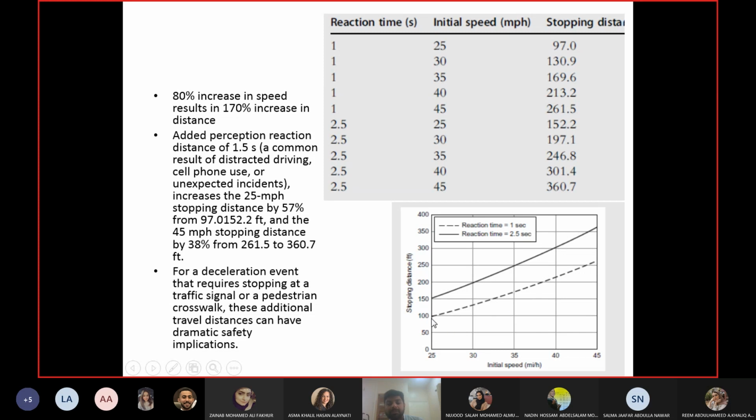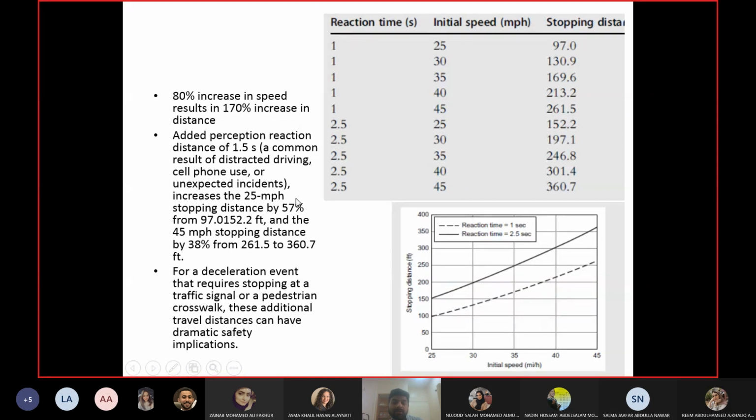Okay, so when the speed changed from 25 to 45, the distance changed from 100 to 261. And same thing here, it changed from 150 to 360.7. Okay, so this is a 170% increase in the distance. So it's not a linear relationship.